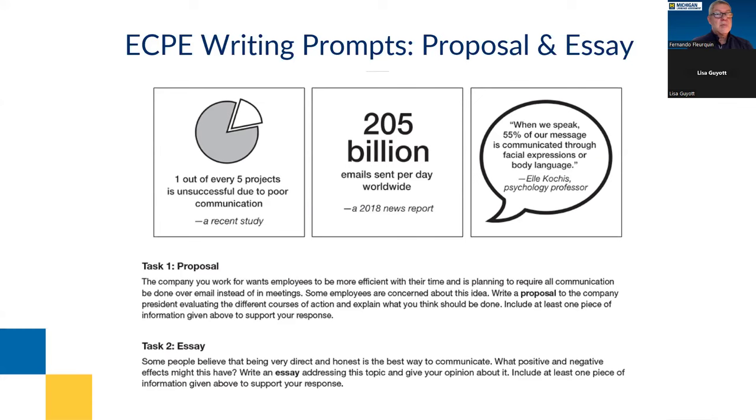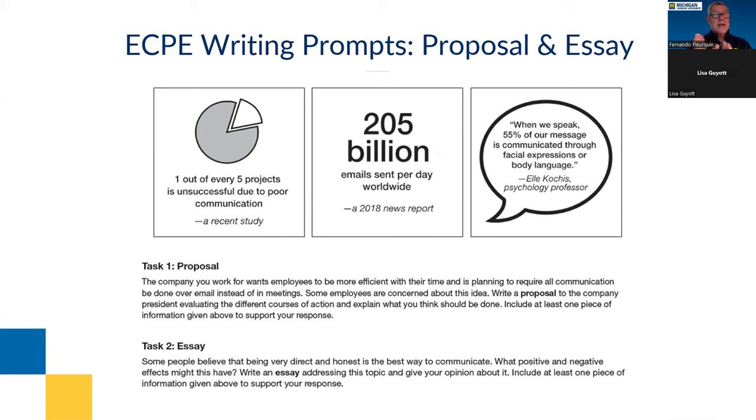on this topic. Some people believe that being very direct and honest is the best way to communicate. What positive and negative effects might this have? Write an essay addressing this topic and give your opinion about it, including at least one piece of information given above to support your response.